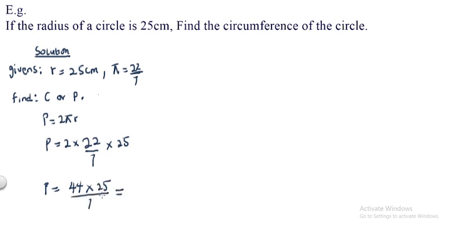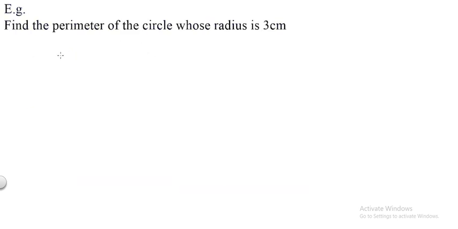25/7 is equal to 1188 divided by 7. All of this divided by 7 is equal to 169.71 centimeters. This is to 2 decimal places, by the way. So this is 2 decimal places. Let's take another example. For this problem, you can decide to pause the video and solve it yourself.